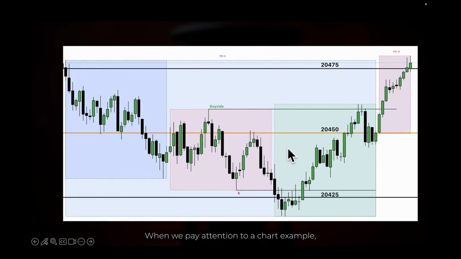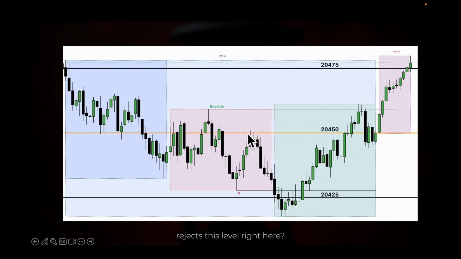When we pay attention to a chart example then, what you can see is that the market expanded to the downside right here, and notice that we eventually form a low right here. We then see a new time cycle opens up, and the market is just consolidating around 20,450. Notice that eventually we see the market run up higher, forming the high of this time cycle, and we then see the market drop towards the downside. Notice that the market takes out sell-side liquidity resting below that previous cycle low, and we then see a retracement higher taking place back into the 20,450 price level.